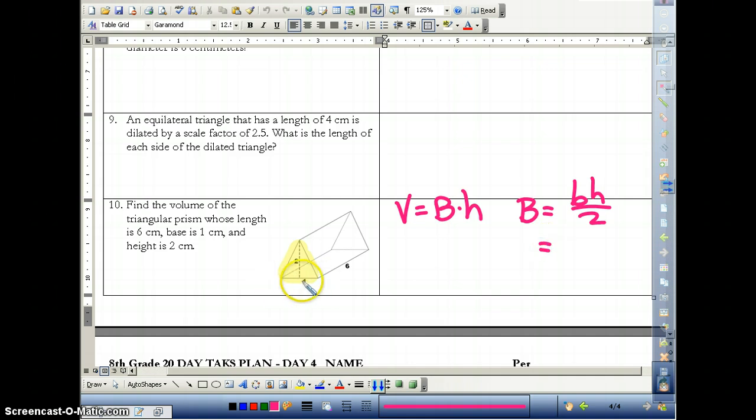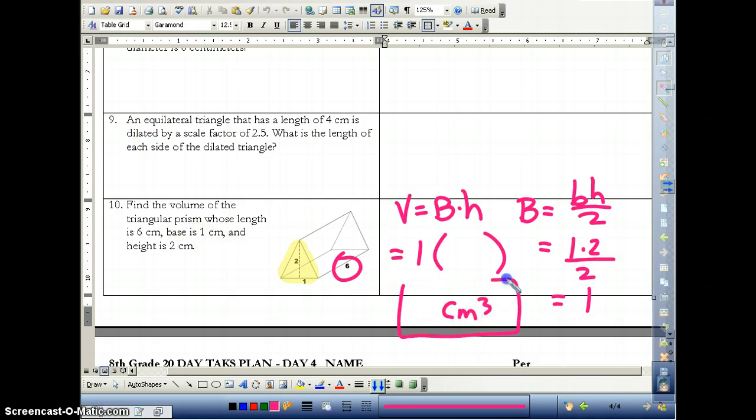The base of that triangle is what? The height of the triangle is what? 1 times 2 is 2. 2 divided by 2 is 1. Well, this looks easy. 1 times the height of that prism. What's the height of that prism? Okay. And your units for volume is going to be centimeters cubed.